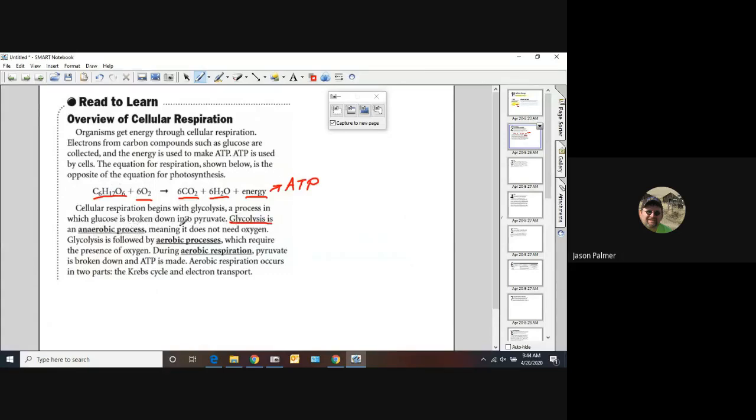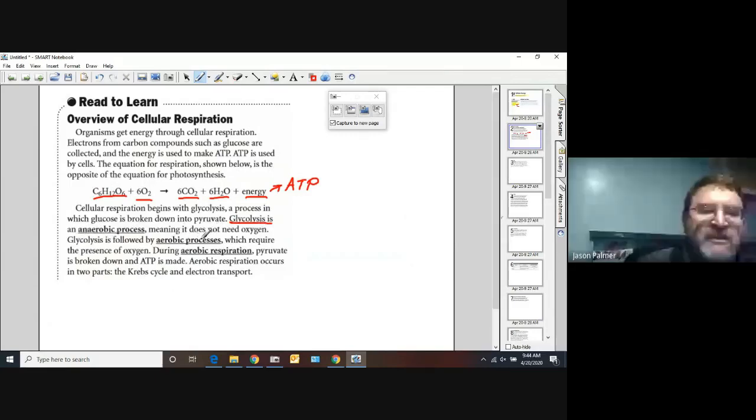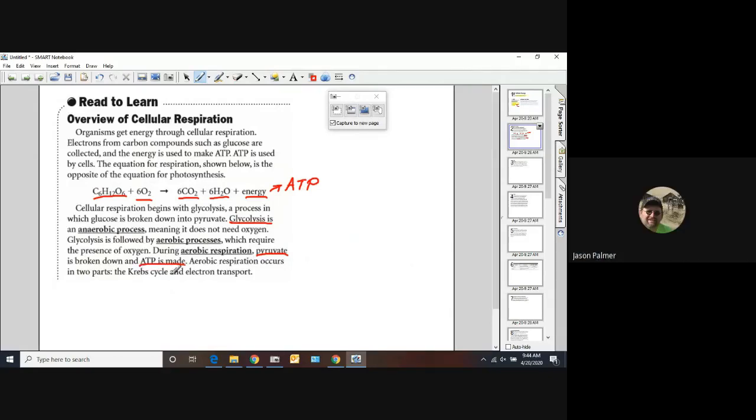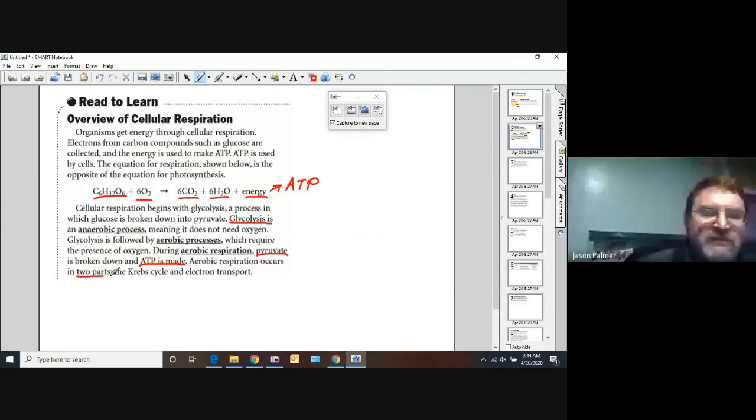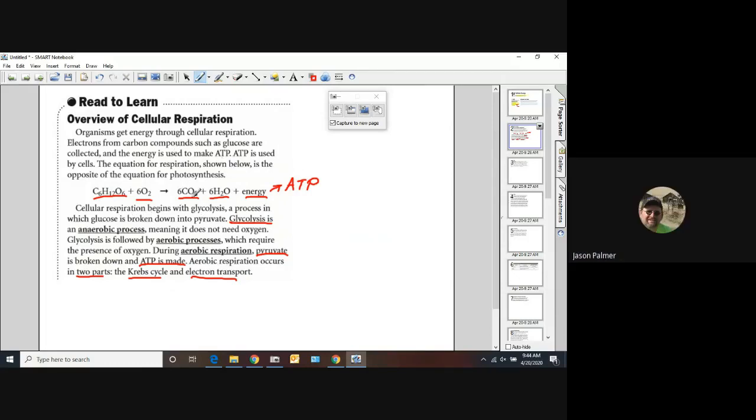Glycolysis is an anaerobic process, it doesn't need oxygen. Glycolysis is followed by an aerobic process, which requires the presence of oxygen. And so that pyruvate is broken down and ATP is made. And there are 2 parts: there's a Krebs cycle and electron transport. So this is probably one of the most important little areas in that reading I gave you.